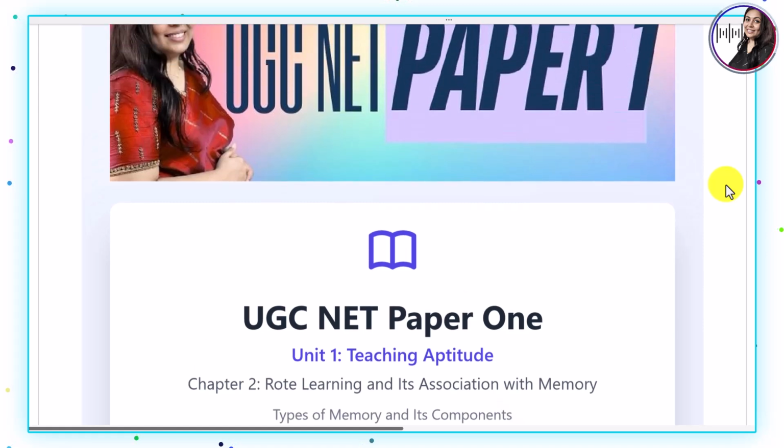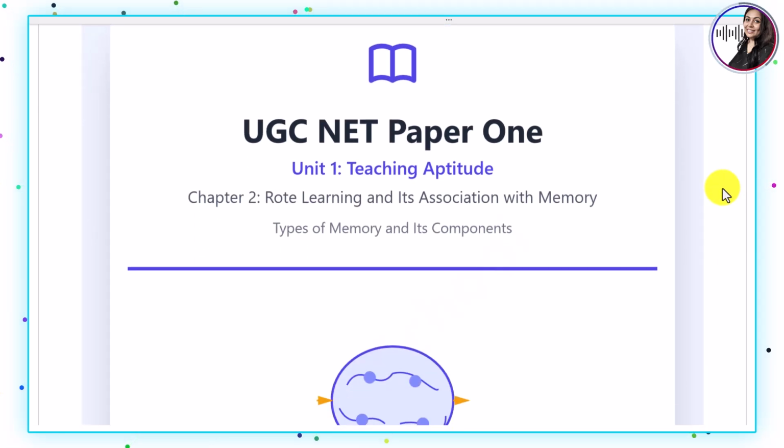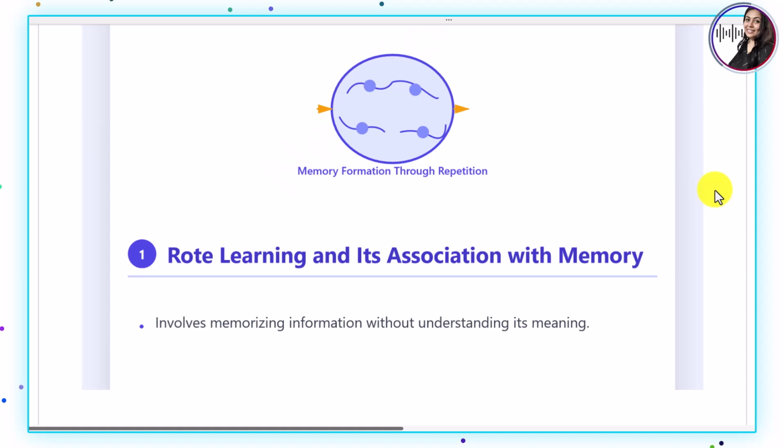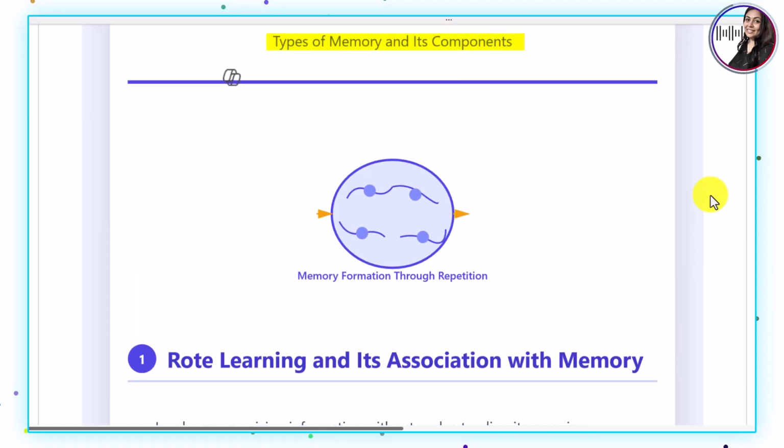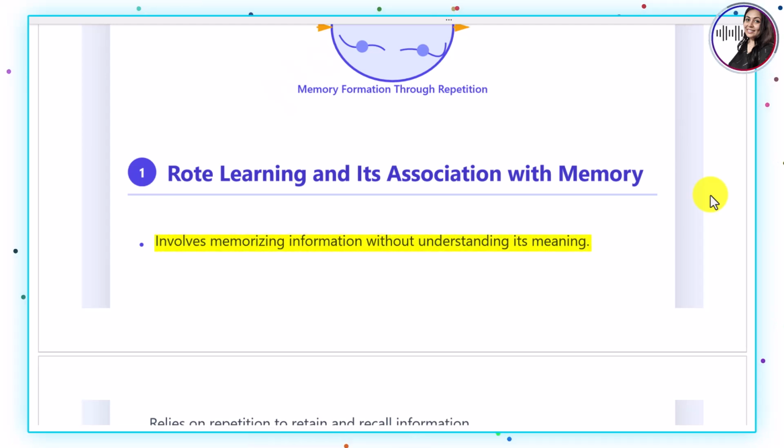Welcome back. Today, we are taking on an important learning concept, rote learning, and its association with memory. This topic helps us understand how information is stored, retained, and recalled, especially in academic and exam-oriented settings. Rote learning refers to the process of memorizing information without focusing on understanding its meaning.